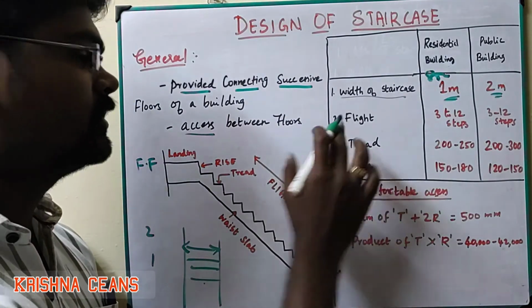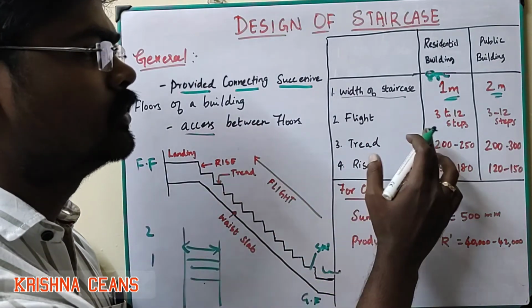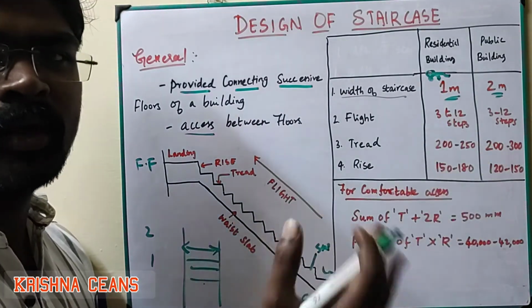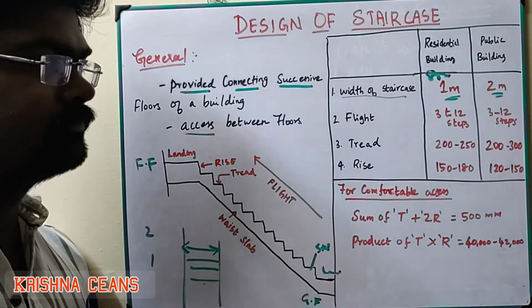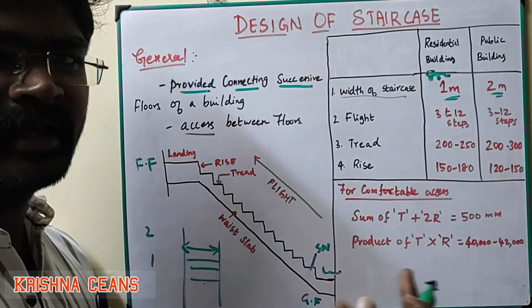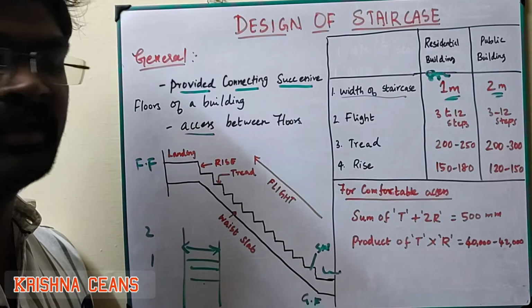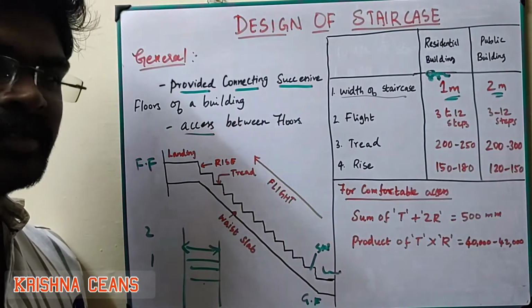Coming to the flight, the landing to landing distance we call a flight. It should have a minimum of 3 steps to a maximum of 12 steps. If there are more than 12 steps, we have to provide a landing for rest purposes. If you do not provide a landing after 12 steps, we will feel the pain. In a public building also we have to provide a minimum of 3 to 12 steps.